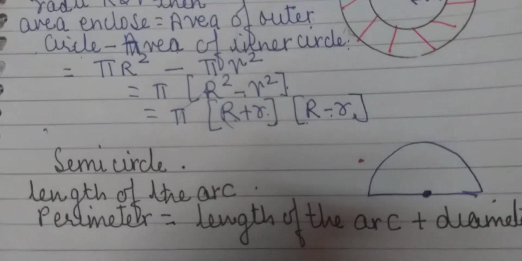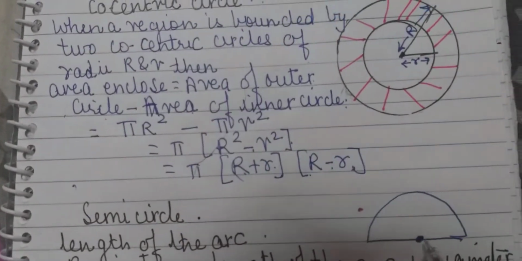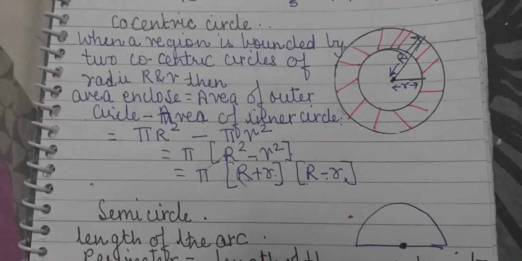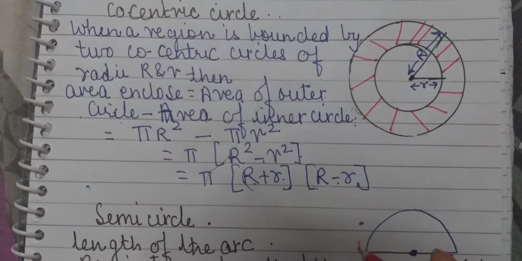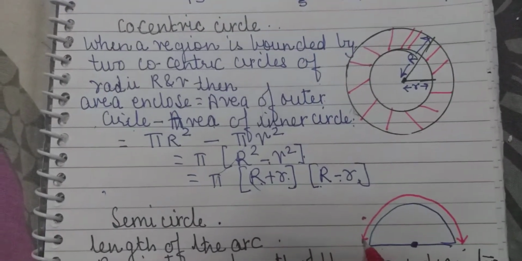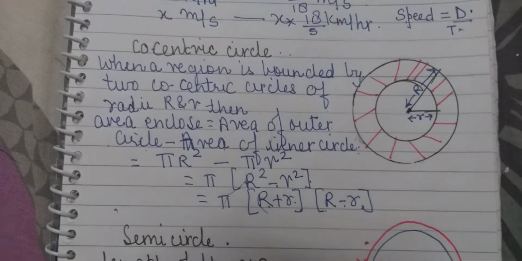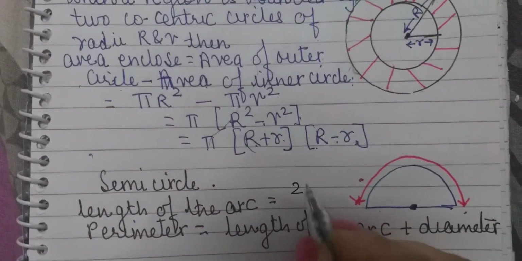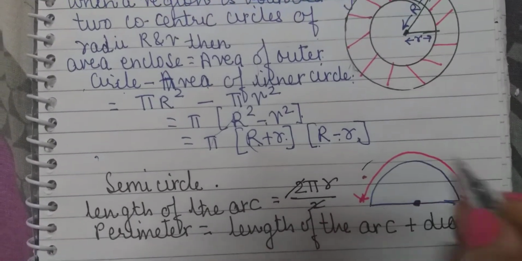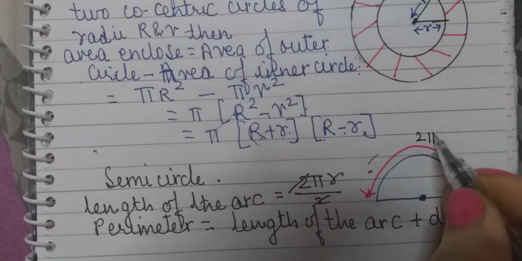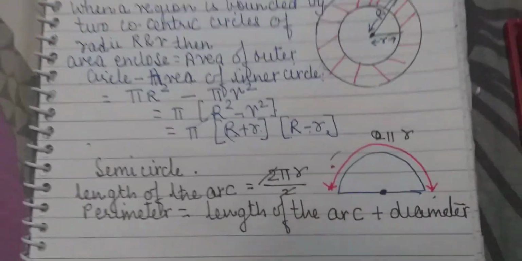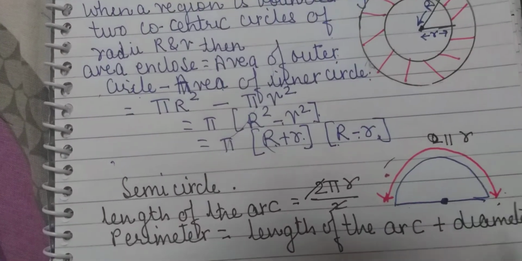Now what is this? This is half of a circle, and half of a circle means it is a perimeter. Now what is the length of the arc? Length of the arc is half the circumference. So what will be the length of the arc? It will be 2 pi r upon 2. So it is only pi r. This distance is pi r. My red portion only. Half circumference, half a circumference.